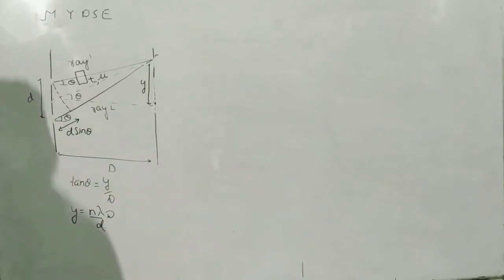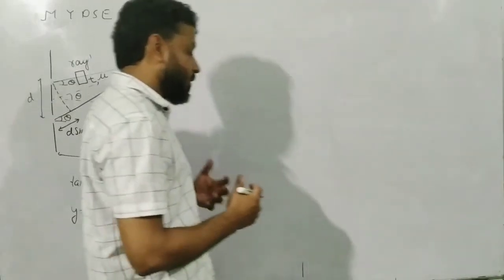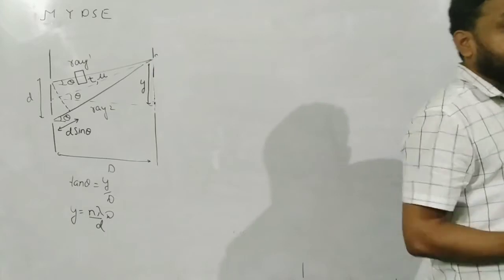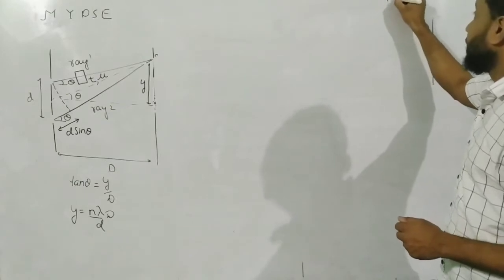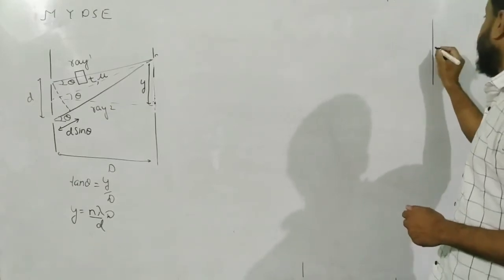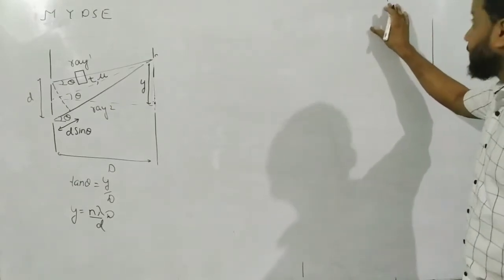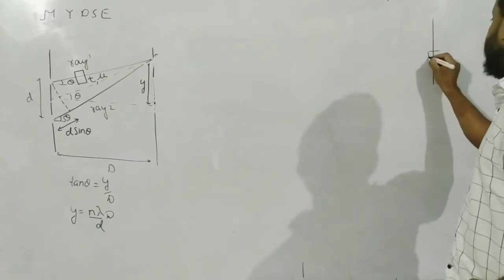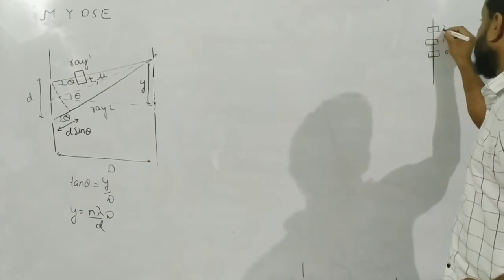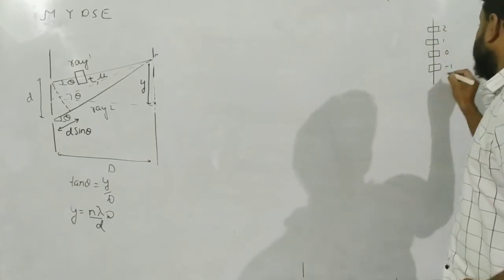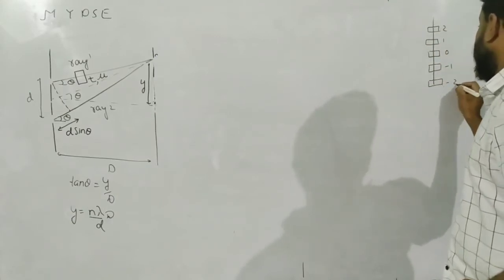So I am just going to discuss now what you mean when a negative order occupies the screen. For that, let us consider the YDSE pattern over here. In YDSE, not modified YDSE, just the YDSE, this is my 0, then comes my 1, then comes my 2. Similarly, this is my minus 1 order, this one is my minus 2 order, and so on.